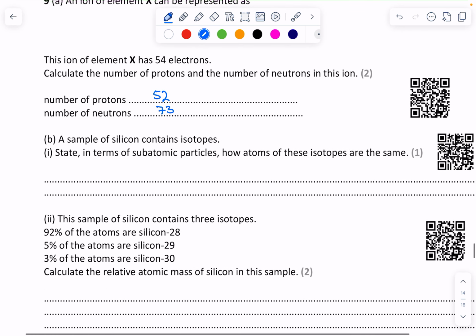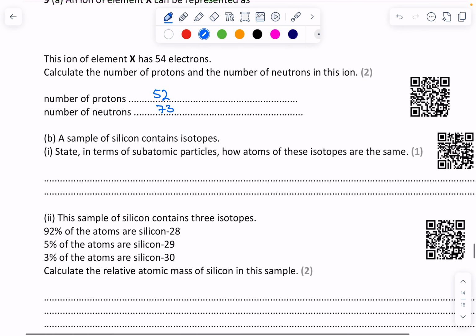Okay, next one. A sample of silicon contains isotopes. State in terms of subatomic particles how these atoms are the same. So what they will have that is the same is the same number of protons.